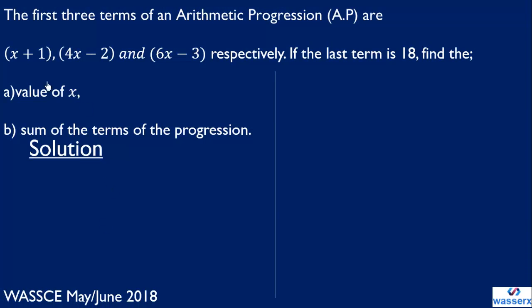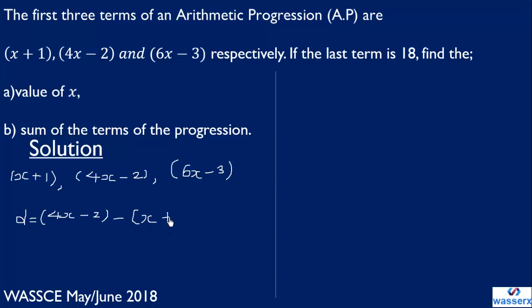Now we have this, the first 3 terms of an AP are x plus 1, 4x minus 2, and 6x minus 3. So we are finding the value of x. So these are the terms. So we can use any 2 consecutive terms to find the common difference. So the first and the second term, we are using them to find the common difference, and this will give us 4x minus 2 minus x plus 1. Now this will give us 4x minus 2 minus x minus 1, and we simplify to obtain 3x minus 3.